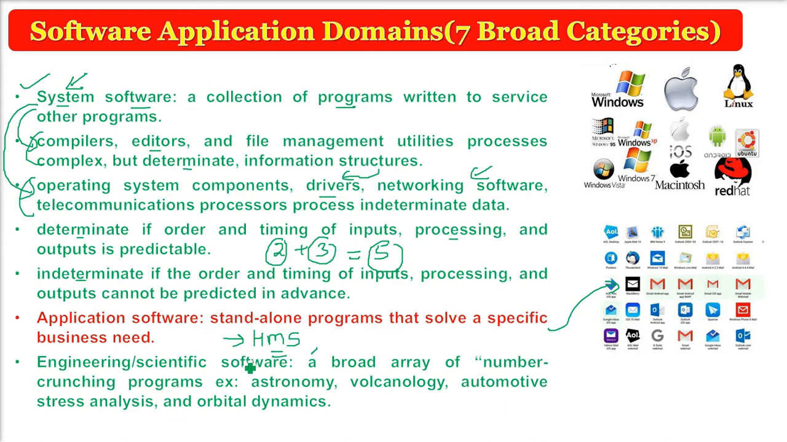Let me come back to engineering specific software. Here we have number crunching programs, that is, you have to do a big job. For example, NASA or ISRO is sending a rover to, say, Mars. It is very specific and requires a lot of computation. So we have astronomy, volcanology, automotive stress analysis, orbital dynamics. These are just a few examples of engineering and scientific software. So now we have seen system software, application software, and engineering scientific software. These are three. As I was telling, there are 7 broad categories, so we need to see a few more.